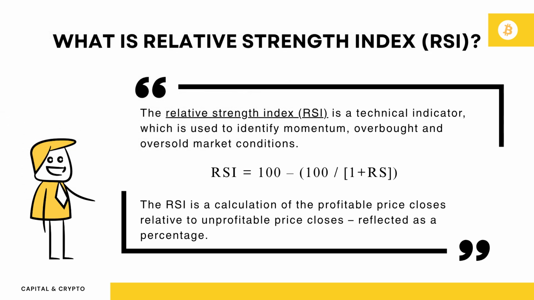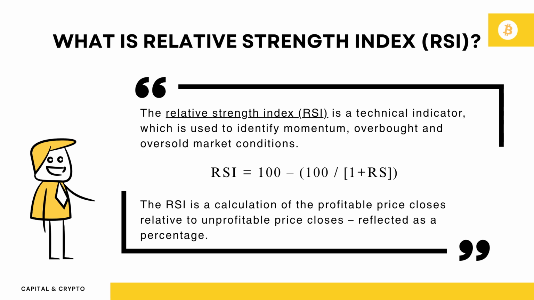The second strategy is called relative strength index, or RSI. The RSI is a technical indicator, which is used to identify momentum, overbought, and oversold market conditions. It can also be used to highlight signals of divergence and hidden divergence in the financial markets. This type of trading is also known as trend trading. The RSI is calculated using the following formula.